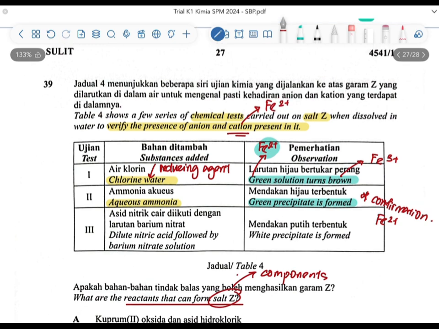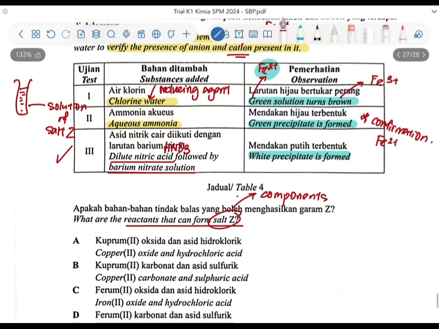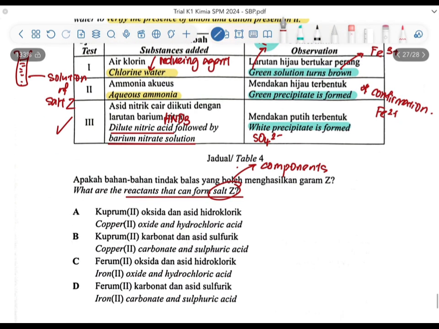And then the last test. So let's see what is the test 3. The dilute nitric acid, which is the HNO3, is added into the solution of the salt Z. Okay, this is the solution of the salt Z. And then we add the dilute nitric acid into it, followed by the barium nitrate solution. So we observe that there is a white precipitate which is formed. So actually this is the confirmation test or chemical test for the sulfate ion.